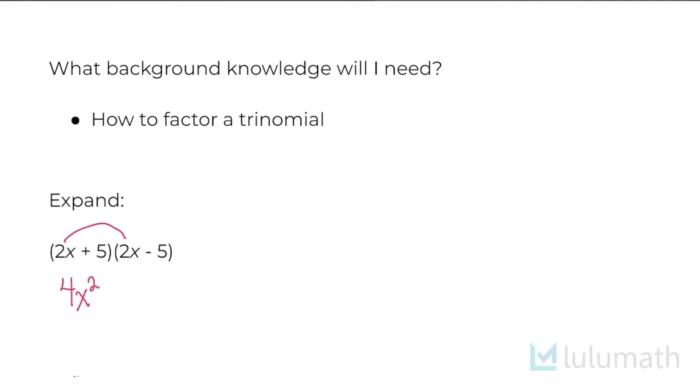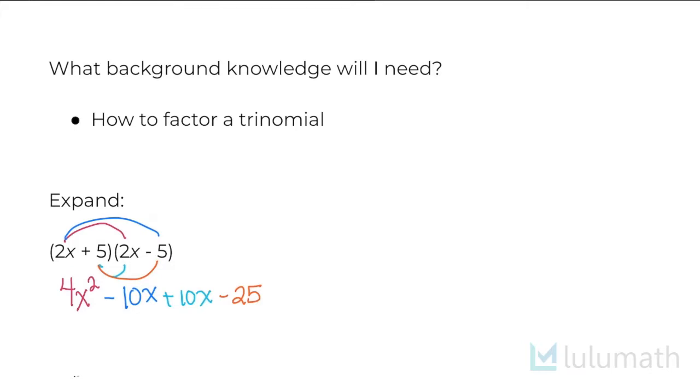Then we will multiply this 2x by this negative 5. And when I multiply those together, I get negative 10x. Next, I will multiply 5 by 2x and I end up getting 10x again. And then the last thing I'm going to multiply is 5 by negative 5 and I get negative 25.